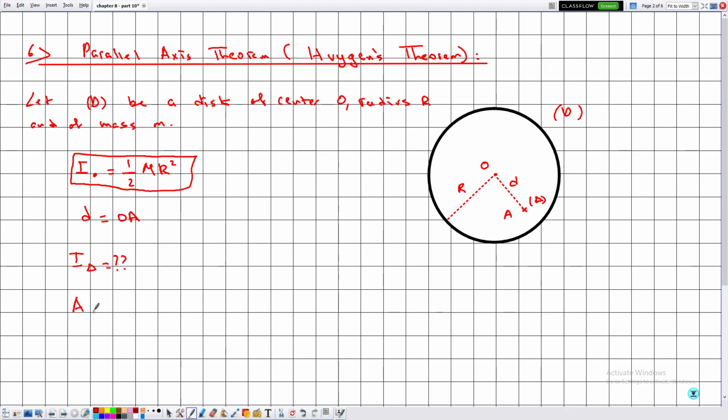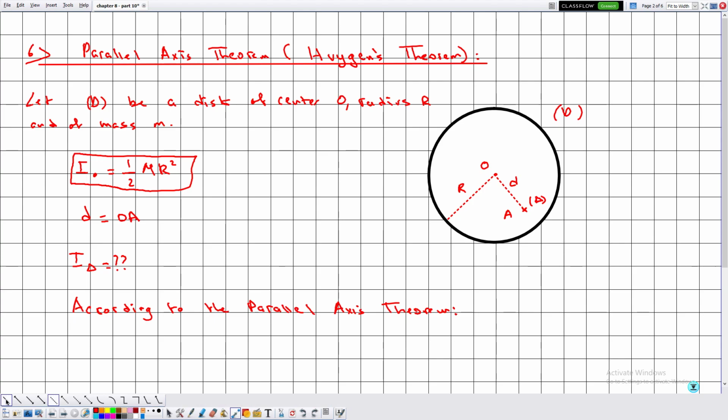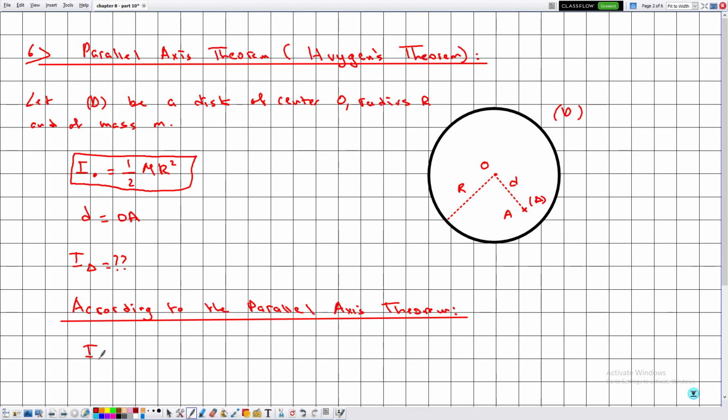So according to the parallel axis theorem, the moment of inertia around the axis delta, or for the system D, will be simply, let me say, the moment of inertia at the point A equal to the moment of inertia at the point O plus the mass of the disk multiplied by the distance d to the power 2. Now let me define what each quantity represents.